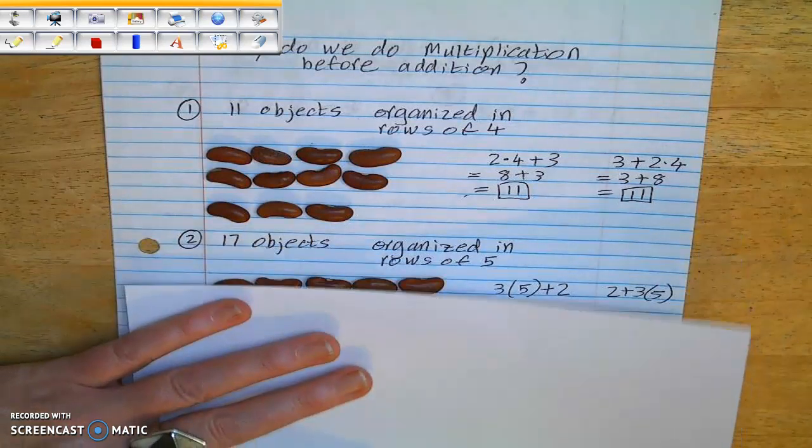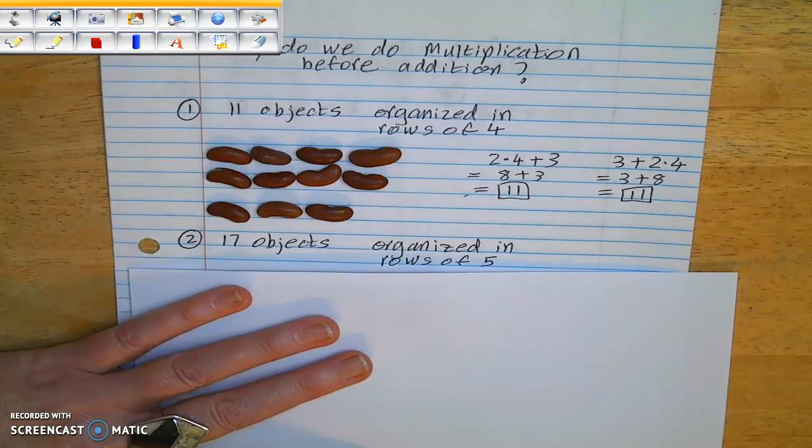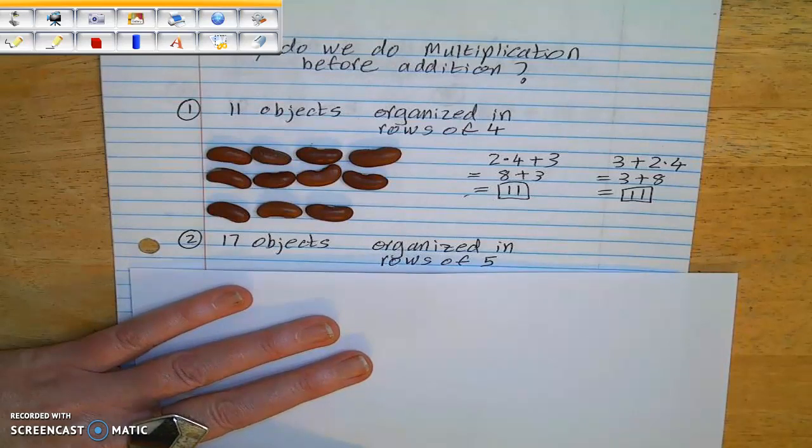Okay, next problem. This time I want you to get 17 of your objects and organize them into rows that have 5 in each row. Pause the video while you do that.